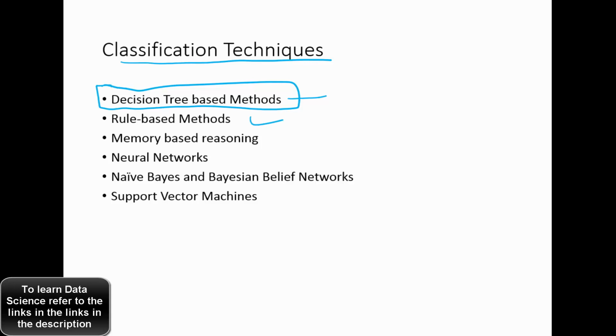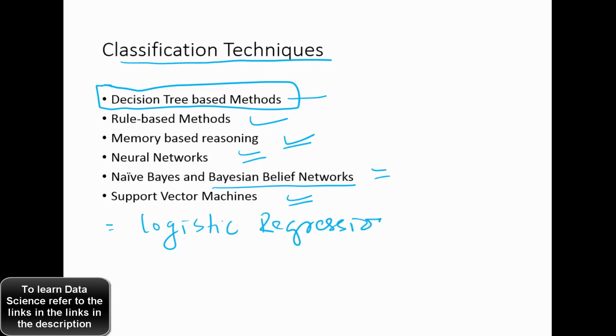There are rule based methods, memory based reasoning methods, neural networks, Bayesian belief networks, support vector machines, more regression techniques, statistical techniques like logistic regression, or maybe linear discriminant analysis. These are some of the classification techniques that people use in classifying data into different groups and subgroups. Well, our focus here in this case is the decision tree.